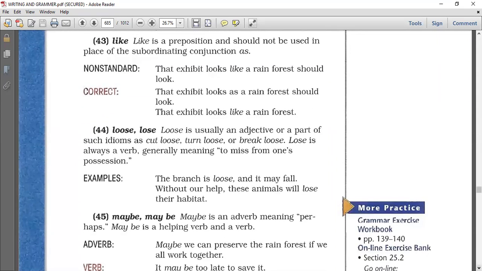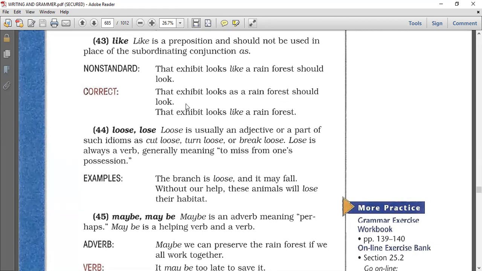It's a piece of cake. 43, like. Like is a preposition and should not be used in place of the subordinating conjunction as. That exhibit looks like a rainforest should look. That exhibit looks like a rainforest exhibit looks. It's non-standard here. That exhibit looks as a rainforest should look. So remember, if you are confused, because it's a little bit confusing, after as we use a clause.